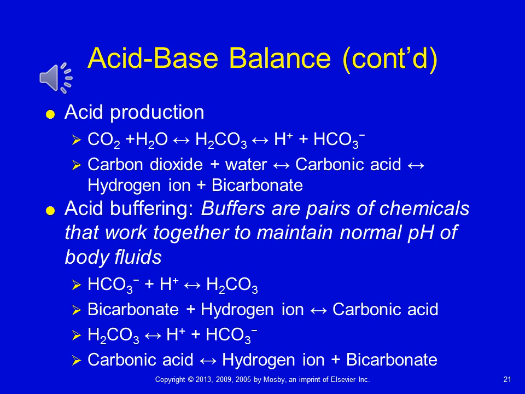If too many free hydrogen ions are present, a buffer takes them up, so they are no longer free. If too few are present, a buffer can release hydrogen ions to prevent an acid-base imbalance. Buffers work rapidly, within seconds. All body fluids contain buffers. The major buffer in ECS is the bicarbonate buffer system, or HCO3, which buffers metabolic acids.